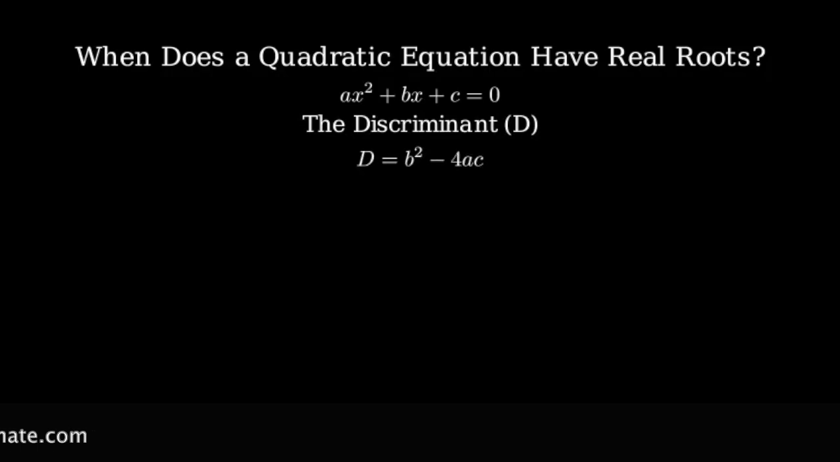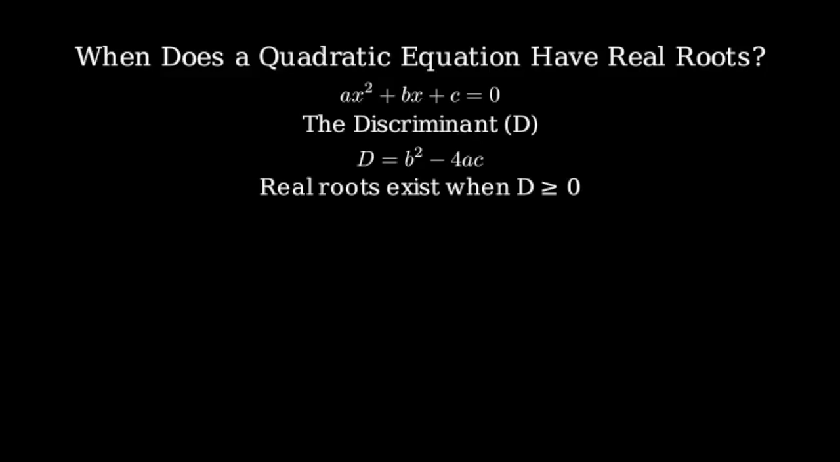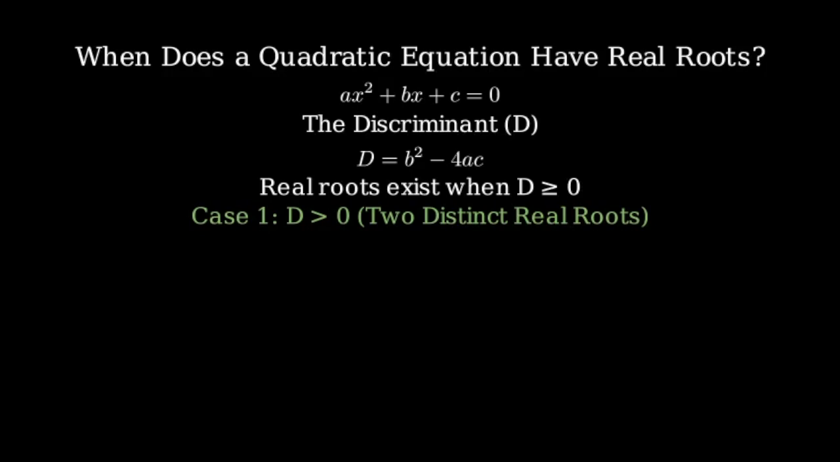The discriminant, often denoted by D, is calculated using the formula D = b² − 4ac. A quadratic equation has real roots if and only if its discriminant is non-negative, meaning it is greater than or equal to 0. Let's look at the first case, when the discriminant is greater than 0.